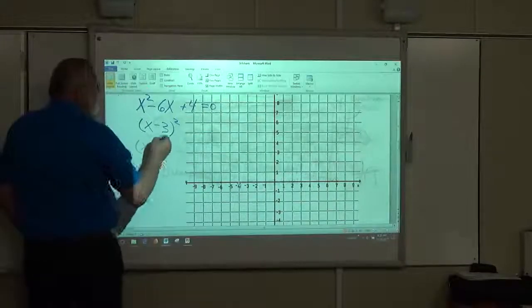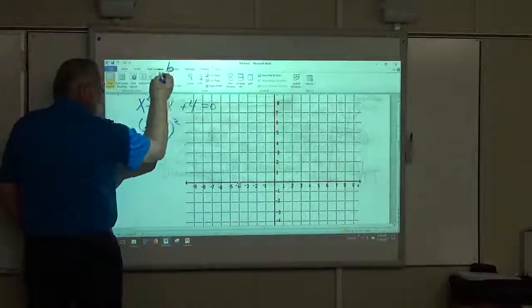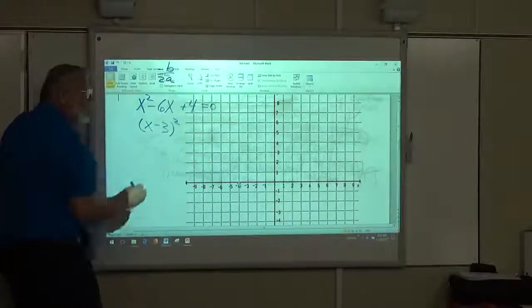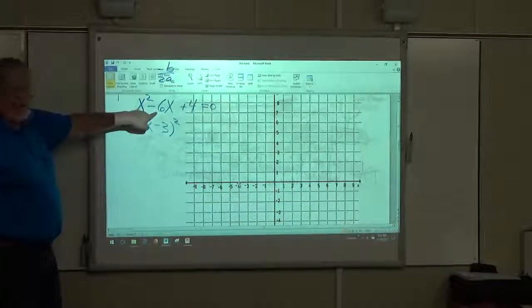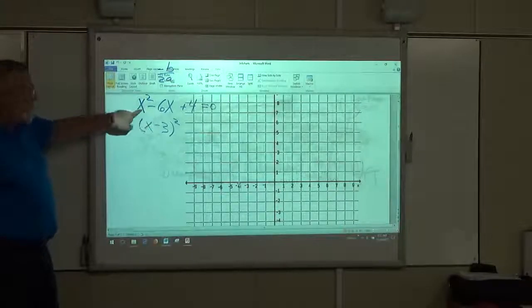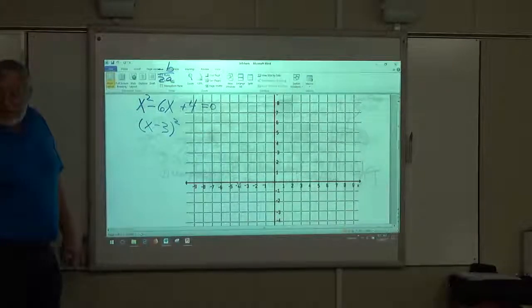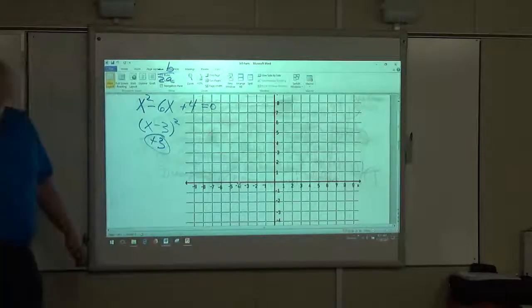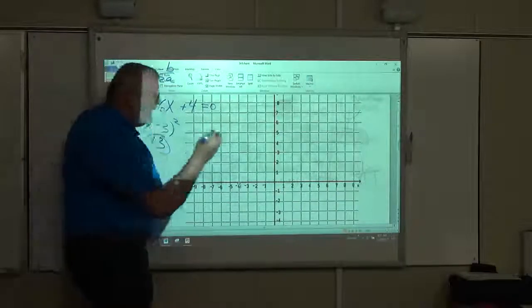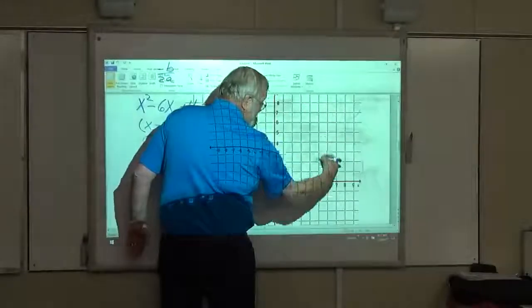I also know that negative b over 2a is the x value of the vertex. So it will be positive 6 over 2. How much is positive 6 over 2? Plus 3. So that means this.